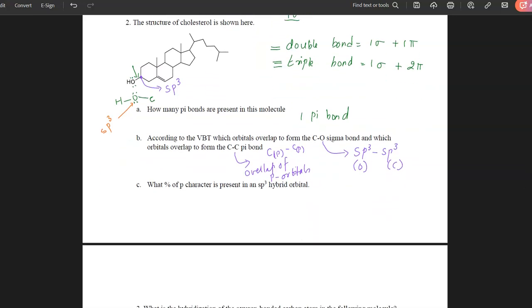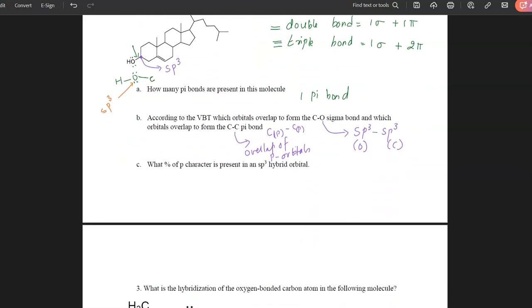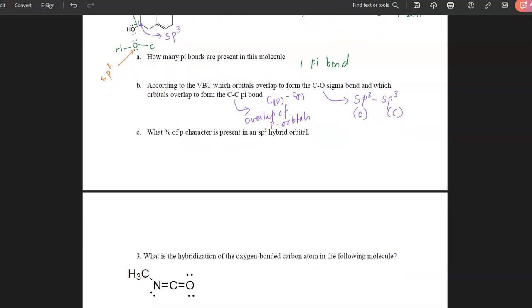Now the next question is asking what percentage of p character is present in an sp3 hybrid orbital. If you look at sp3, it is made up of s plus p plus p plus p. So the s is only 25%, and the p's are about 75%, so that's how the hybrid orbital is formed. The percentage of p character would be 75%. So your answer would be 75%.